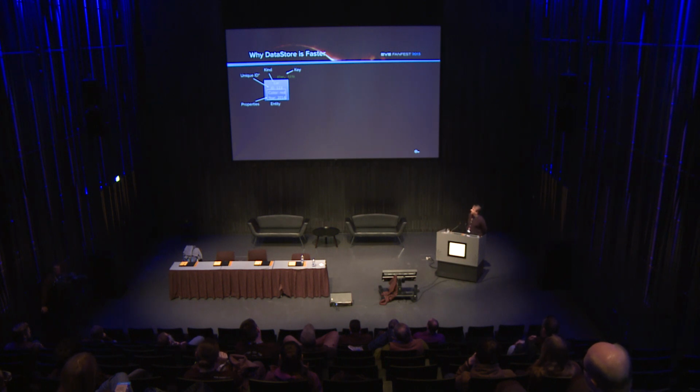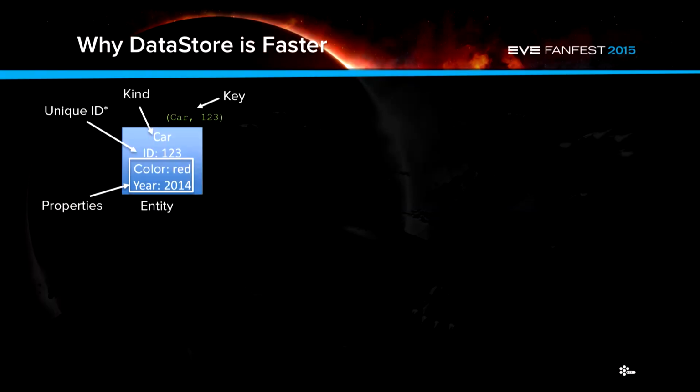So I'll explain a little bit about the model and where the locking comes in. So the DataStore stores things called entities. Every entity has a kind, which is just the name of a type. So in my example here, my kind is car. Every entity has a unique ID. It's unique for all of the entities of the same kind. So in this case, the ID is 123. It can be a string or a number. It doesn't really matter. And then entities have properties, and in DataStore, these are the usual Java properties, so strings, ints, doubles, dates, things like that.